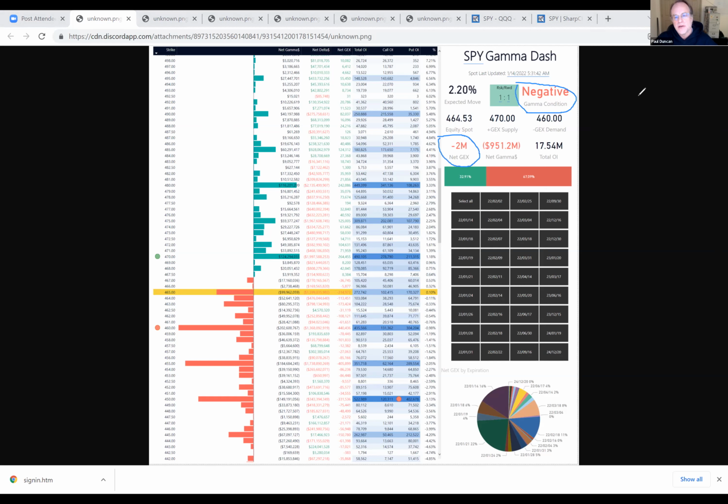Then above that, we've got the expected move. This is on either side of the price being 464.53 when this was evaluated. This is suggesting to us that we could have a pretty volatile day either way. It doesn't mean we're going to end at 2.2% plus or minus, but it means intraday we may see some moves just because we're in a negative gamma condition and because of the overall condition of the market.